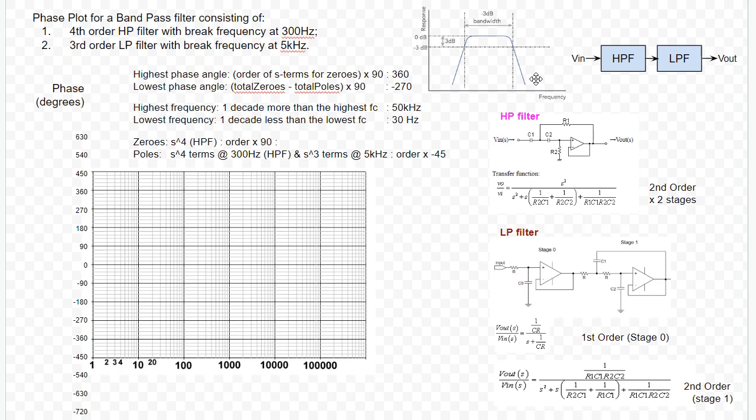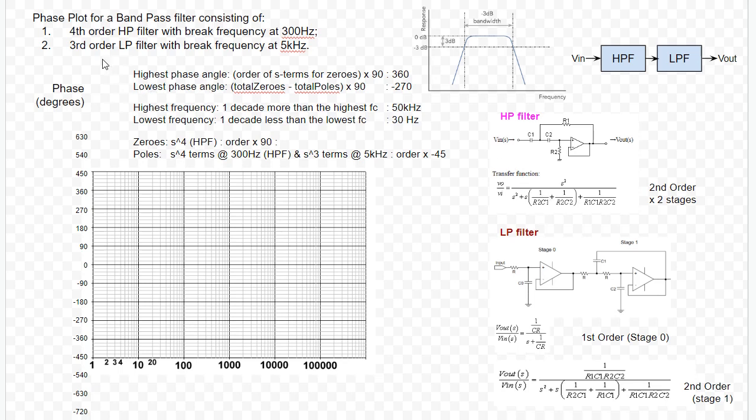All right. So before we plot, we need to get some idea of how big this plot needs to be. So the first thing is we're going to try and figure out the phase degree range. So to do this, first thing you do is you just go and figure out how many lone S terms of zeros are there in the final transfer equation?